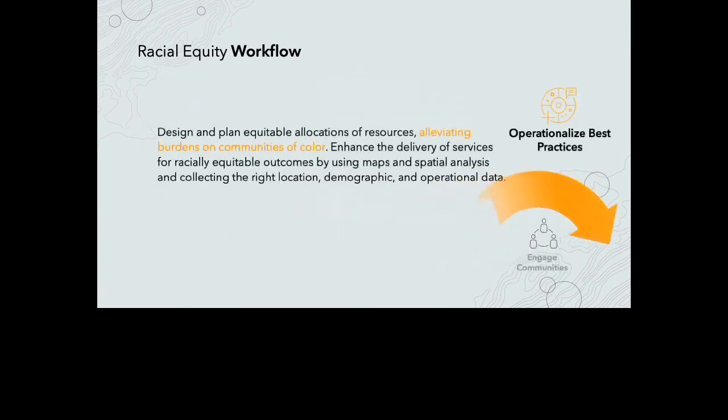And so with an understanding of where inequities are impacting populations of concern, organizations then seek to infuse their efforts with racial equity and social justice best practices, meaning ensuring that their programs, services, and business processes are equitable, anti-racist, if you will. So the operationalized best practices stage is where organizations seek to design and plan equitable allocations of resources, increase equity-informed decisions, and alleviate burdens on communities of color.